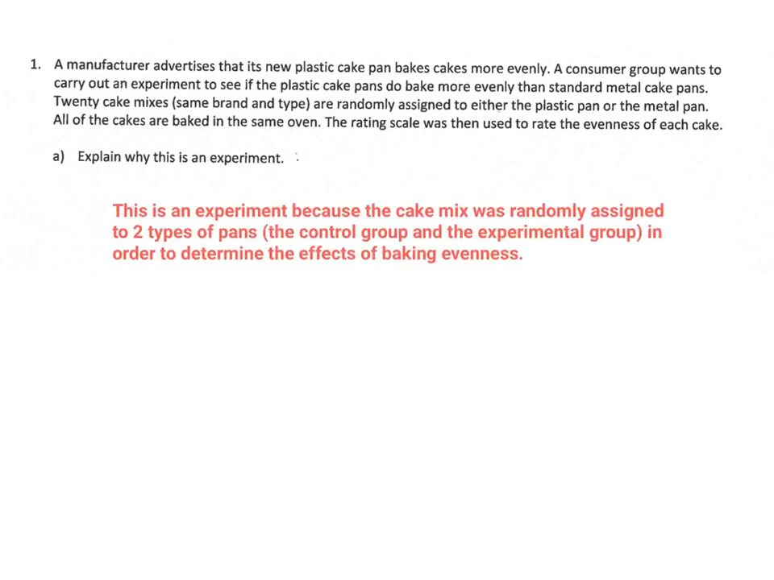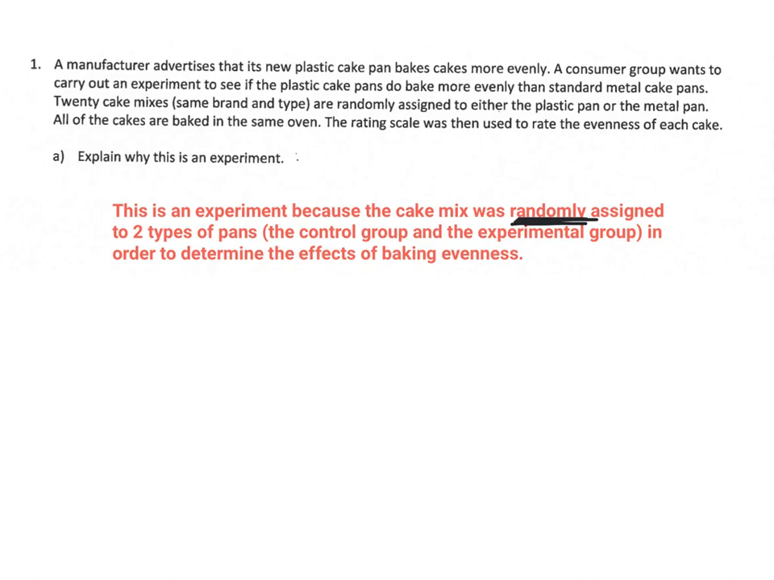All right, so if you recall from the first page, in an experiment, you want to randomly divide subjects into two groups, right? And you want to assign treatments to them in order to measure some sort of response variable. Okay, so this is what I said. I said this is an experiment because the cake mix was, I'm going to underline this word, randomly. This is really important. You always have to include that word to get full credit. Because the cake mix was randomly assigned to two types of pans, the control group and the experimental group, in order to determine the effects of baking evenness.